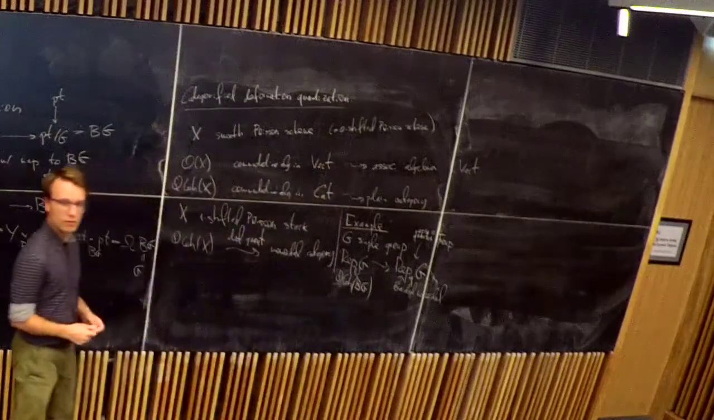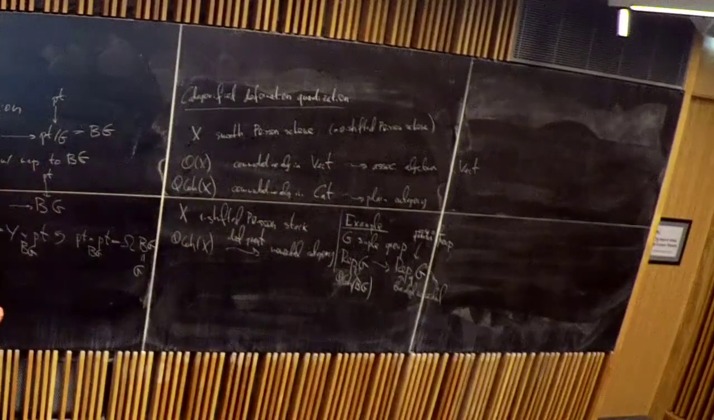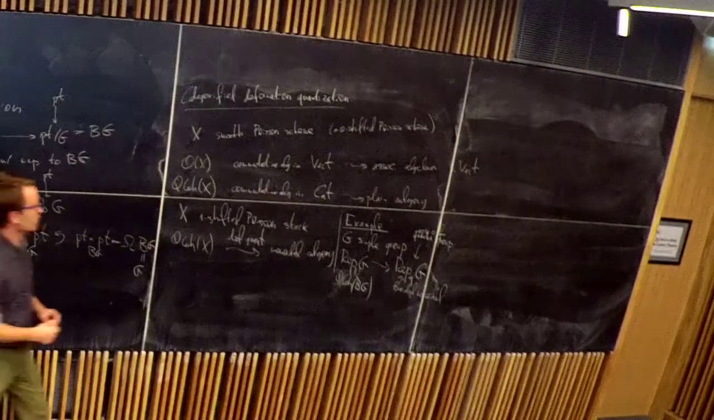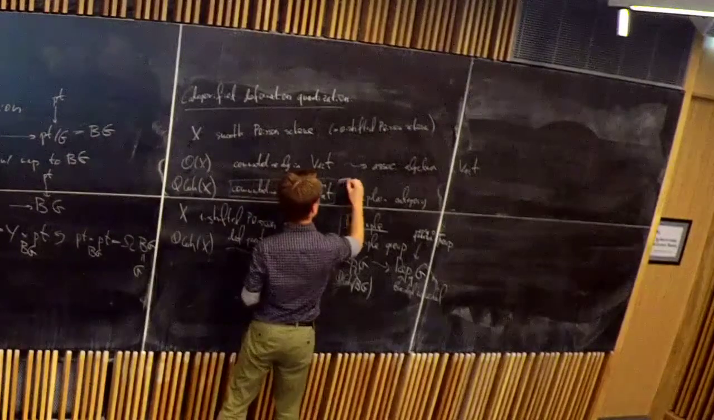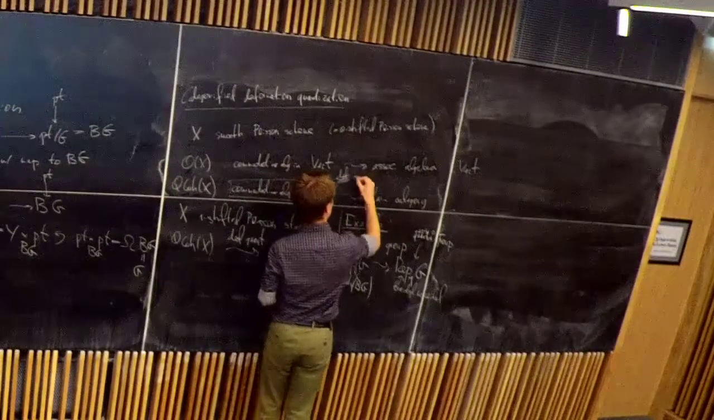Could you spell out what it means for quasi-coherent sheaves on X to be a commutative algebra in a category? Yeah, so this means a symmetric monoidal category.